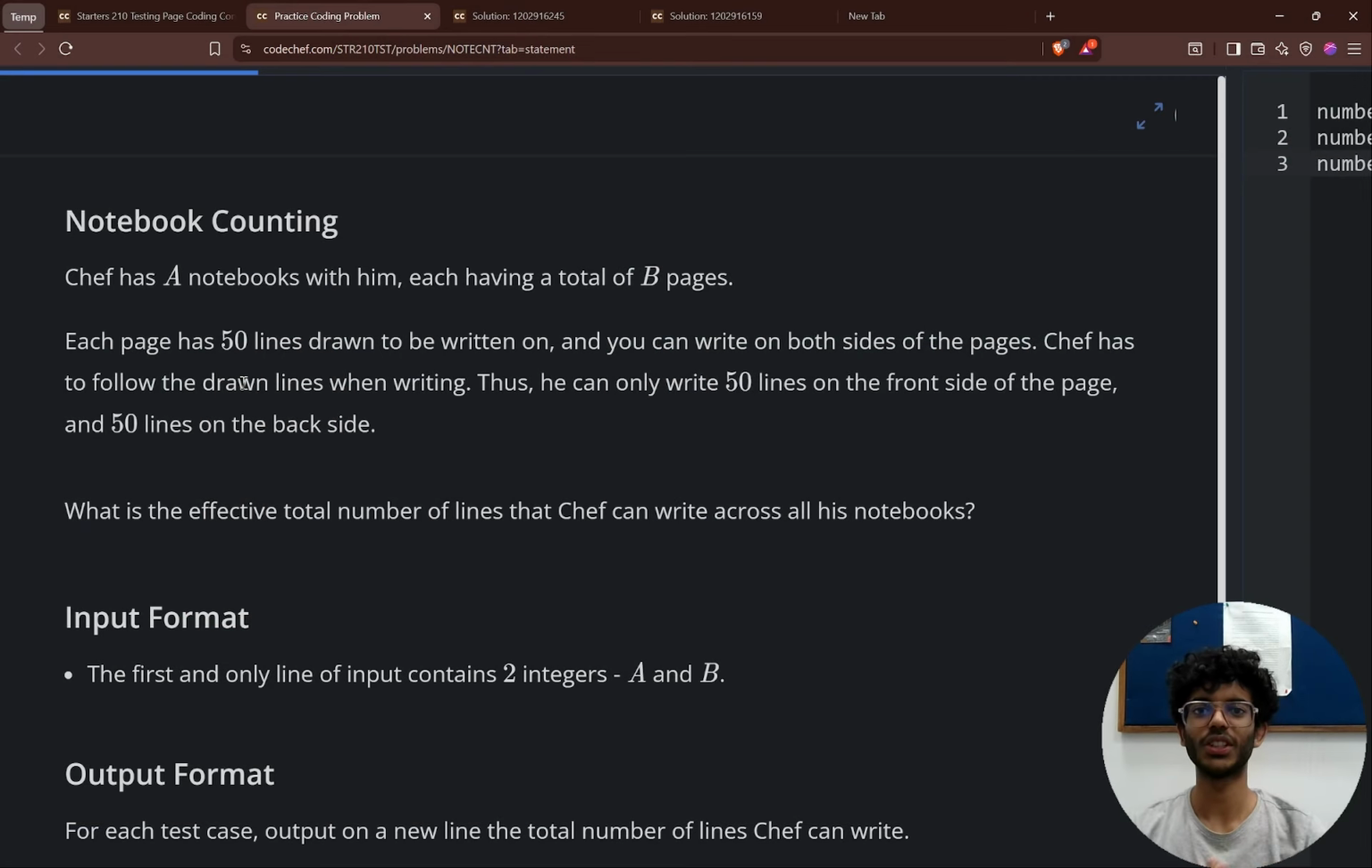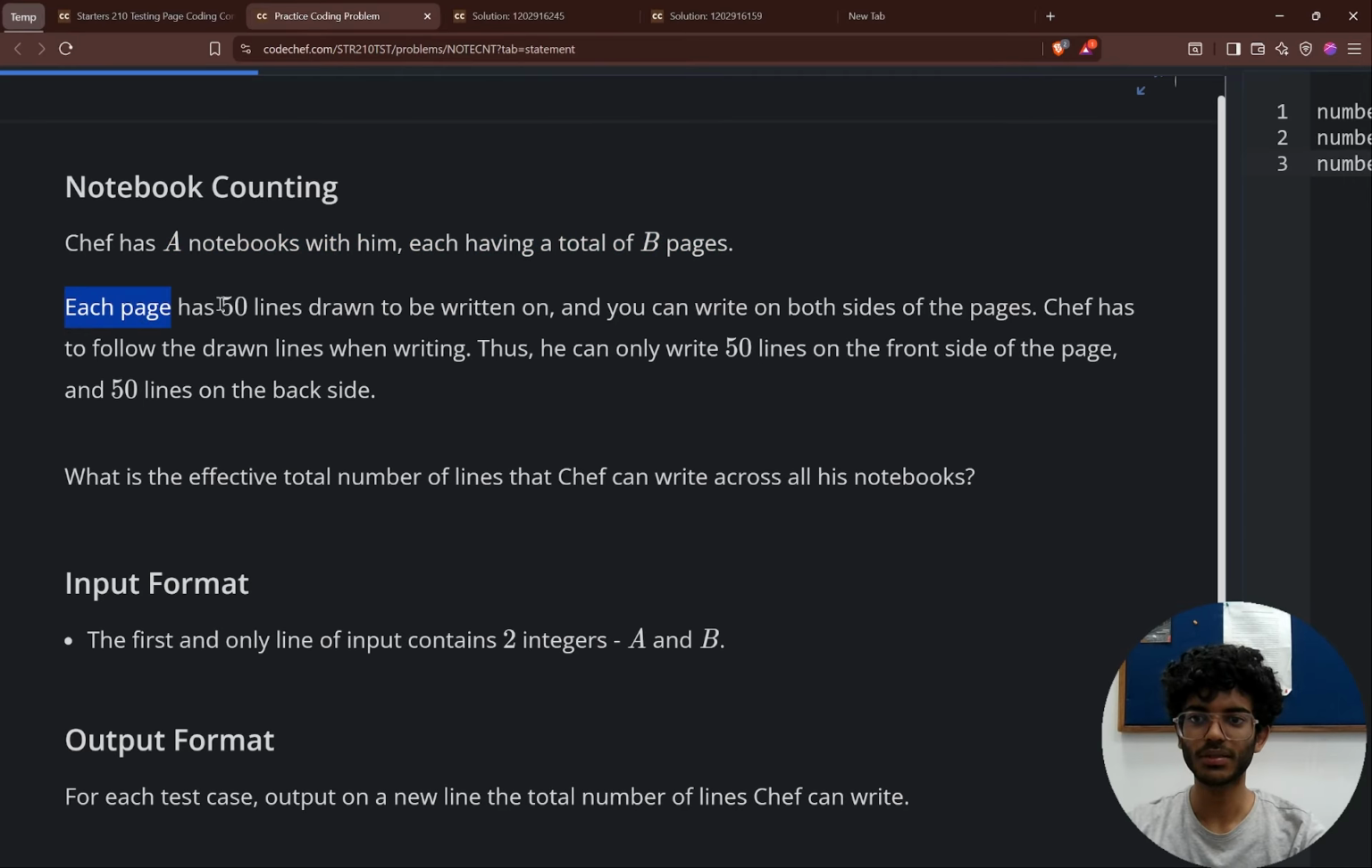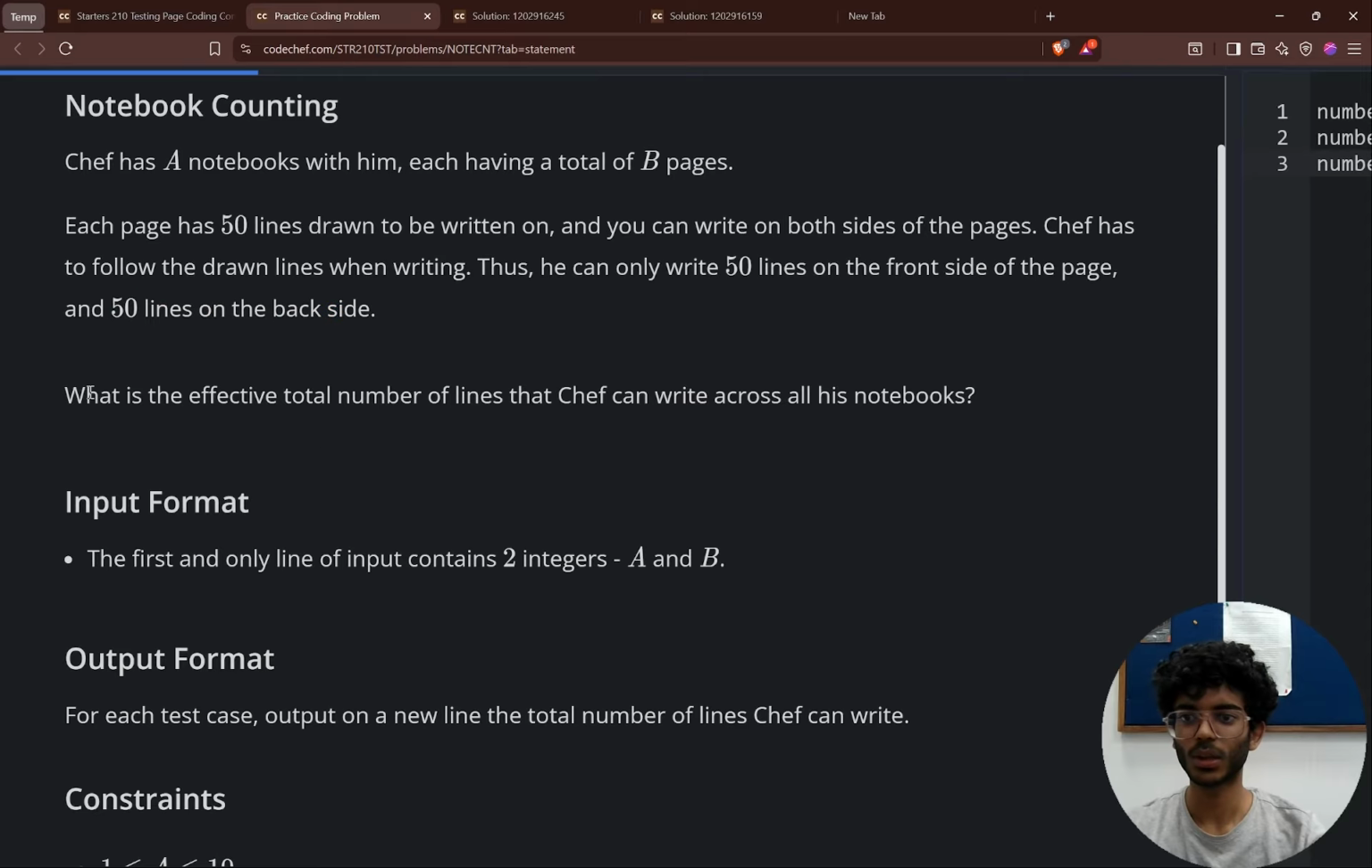So today's question is notebook counting. In this question, we are given that Chef has A notebooks with him and each notebook has B number of pages. Now each page has 50 lines to be written on and he can use both sides of the pages. So he can write 50 lines on the front side and 50 lines on the back side. Now, what is the effective number of lines that Chef can write on across all of his notebooks?